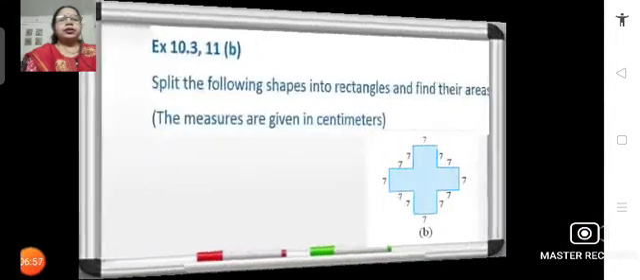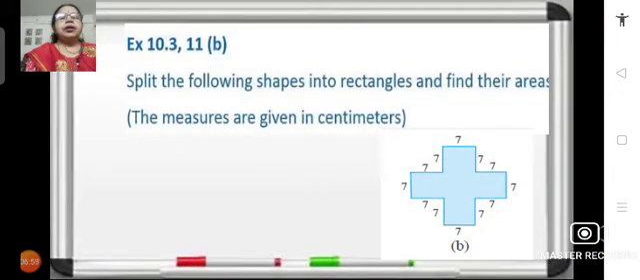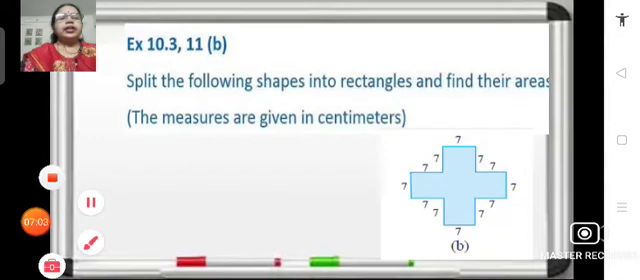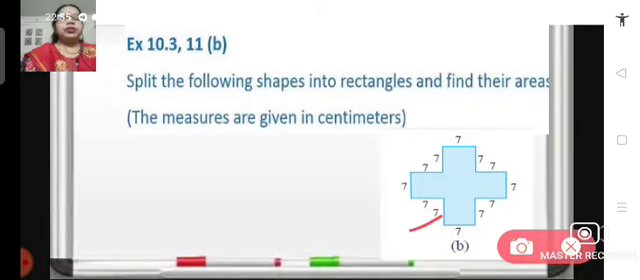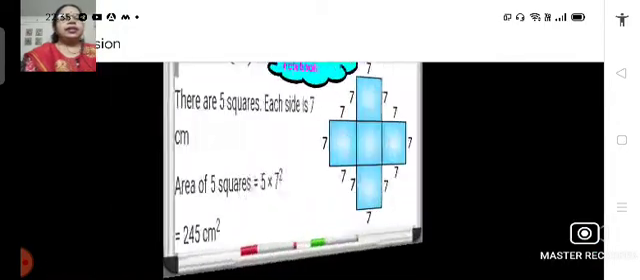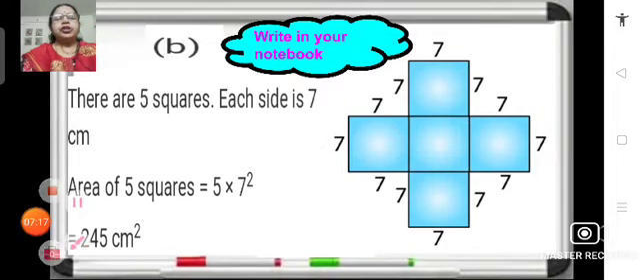Let's move on to the next question. Question number 11B. We have to split this figure into rectangles and find their areas. The measures are given in centimeters. So, this is the figure which we have to split into rectangles and find the areas. We have shown this answer in two manners, two ways you can answer the question.